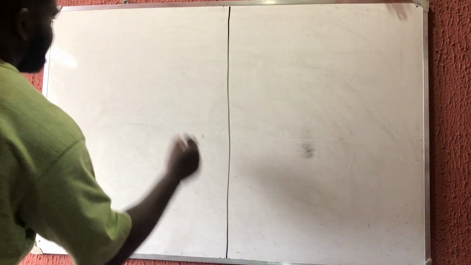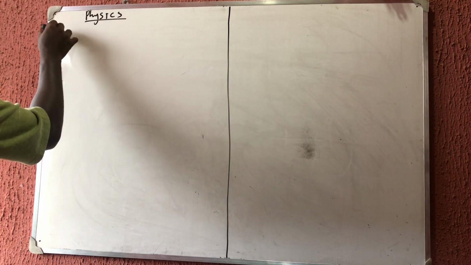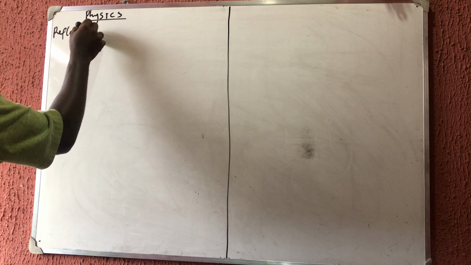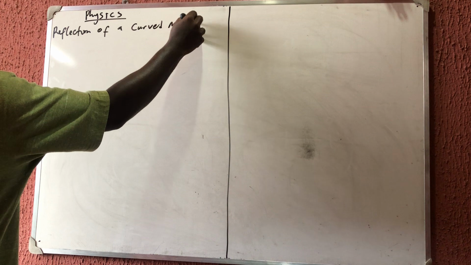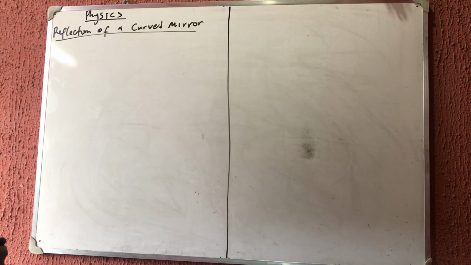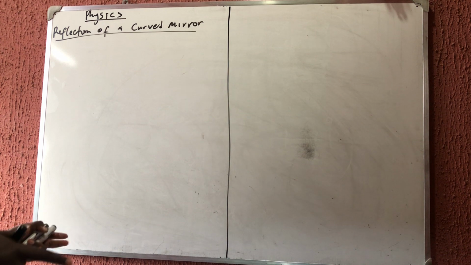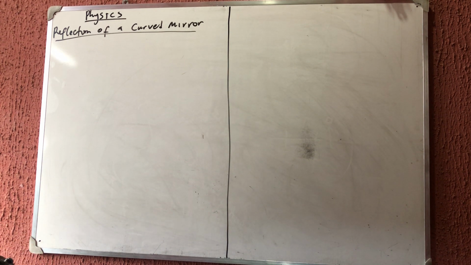In today's video, we'll be talking about reflection, this is physics. We want to talk about reflection of a curved mirror. Now, we have two types of curved mirror. The first one is the parabolic curved mirror, and the second one is the spherical curved mirror. The difference between them is that a parabolic curved mirror has a wider aperture or opening. They'll ask you the difference between the parabolic curved mirror and the spherical curved mirror.